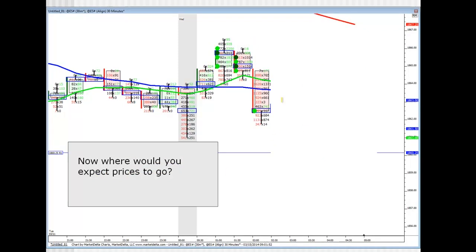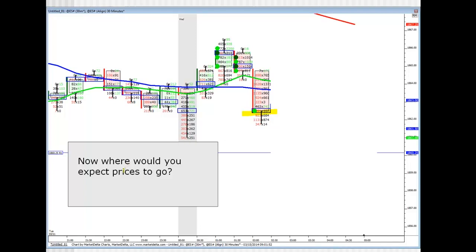And sure enough, take a look at what happened next. Prices did significantly drop in the next period, and here we end up with another level 1 KVT right at about the close of this new period.